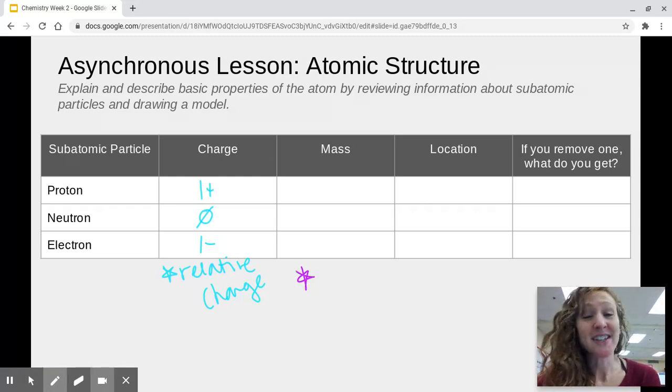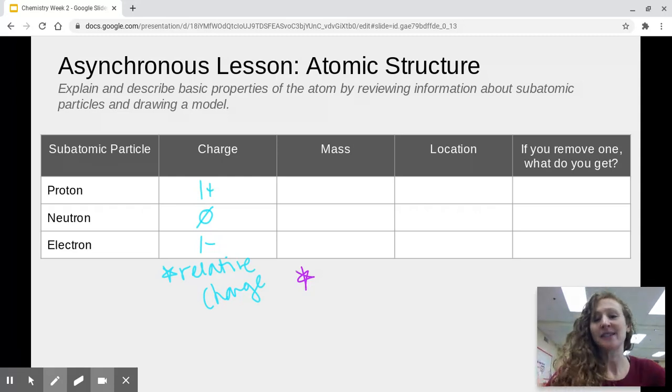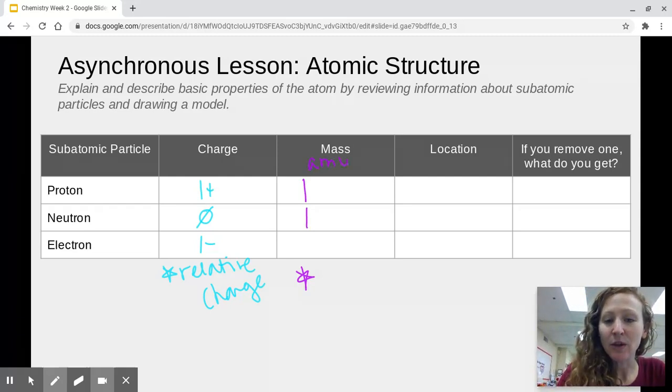Protons, neutrons, and electrons have actual masses measured in grams or kilograms. They're super awful decimals, as you saw in our scientific notation lesson. And so rather than dealing with these, we use relative masses. So if the mass of a proton is 1, a neutron has the same mass. It's also 1. Now, we do put a unit on this. We put the units of AMU. AMU means atomic mass unit.